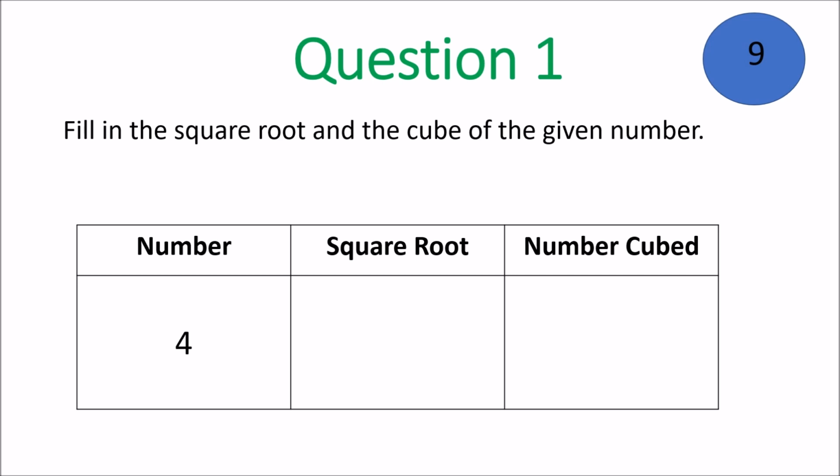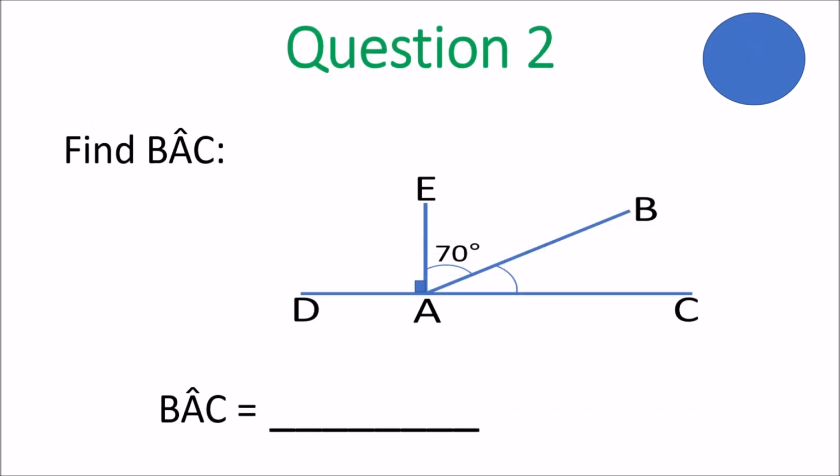Fill in the square root and the cube of the given number, and that number is 4. Get cracking, grade 7, 8, and 9 students. The timer is off and running. Find the square root of 4, then I need you to cube the number 4. You should be finishing off that question, and we move on to question 2.